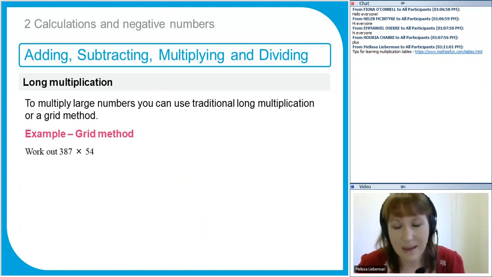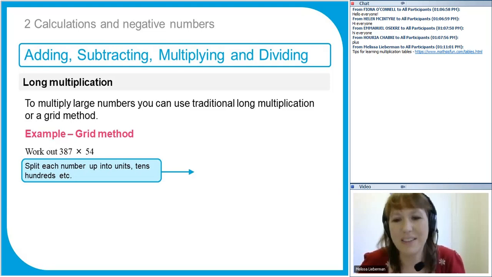So what we do for this method is we do something called partitioning. So we're going to partition them. So for example, 387 is 380 and 7. Well, it might sound obvious, but it would look something like this. So if we split the numbers into separate hundreds, tens and units, then we've got 300 plus 80 plus 7.